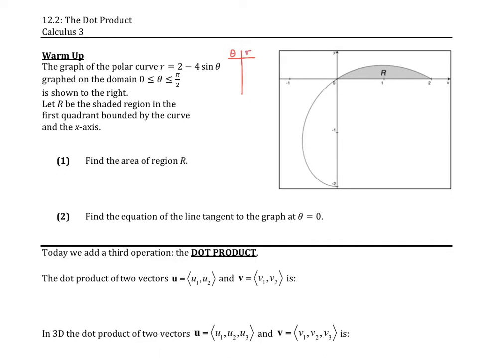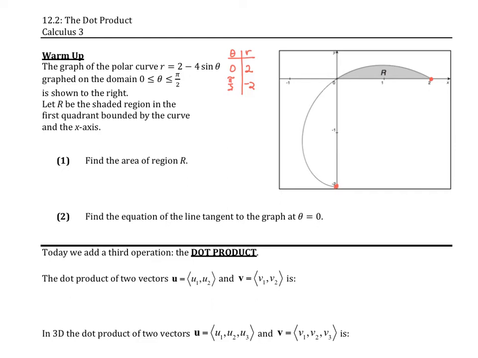So theta and r. We'll start with theta equals 0. If I plug theta equals 0 in, I get 2 minus 4 times the sine of 0. So I just get 2, which makes sense. That's our point right there. If I continue around to pi over 2, since that's my domain, I know this is going to be this point right here. So pi over 2 is going to give me negative 2. Okay, so it bounces back down here to 2.